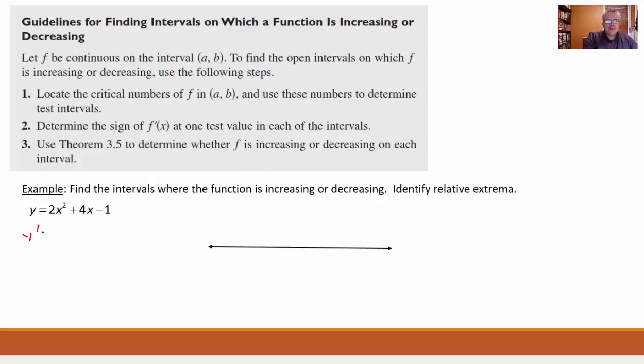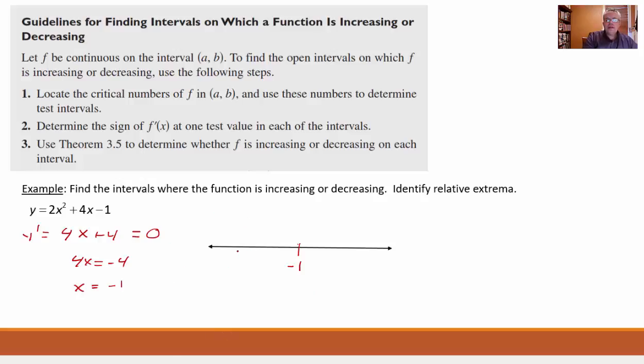So y prime, in this case, is 4x plus 4. We're going to set it equal to 0 to find the critical points. So if we subtract 4 from both sides, we have 4x equals -4, or x equals -1. That's a place where the function can change from increasing to decreasing. Okay, so we're going to graph that critical point on the number line.